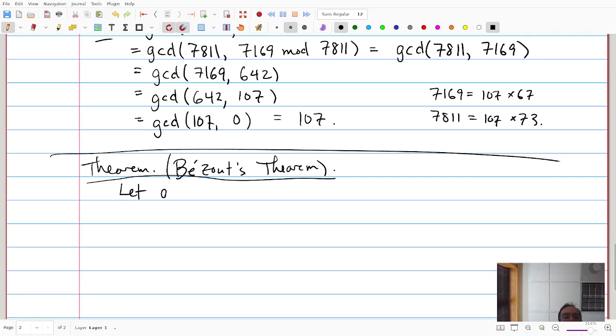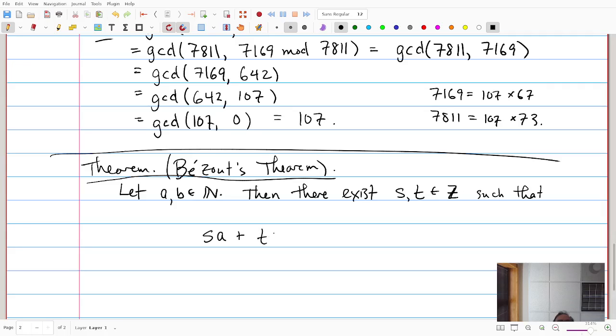But here is the theorem. So we have A and B, natural numbers. What we want to say is, I can add or subtract some number of copies of A and B to get their GCD. So then there exist, we'll call them S and T, which are integers, such that S times A plus T times B is equal to the GCD of A and B.